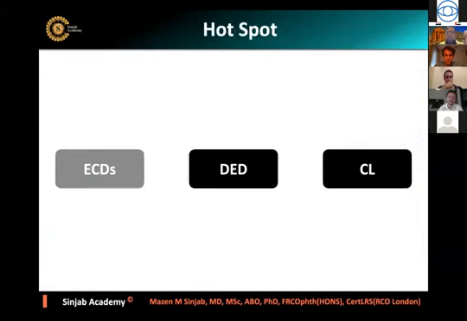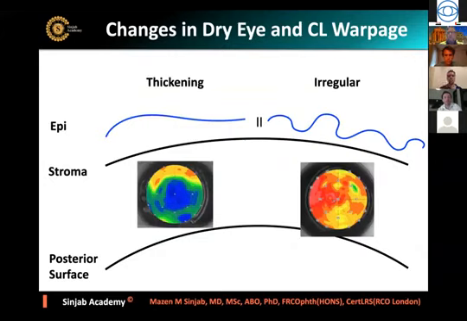Now we come to dry eye disease and contact lens warpage, because they are together; they cause the same problem. Actually, there are two patterns in the epithelium that we see, the thickening or the irregularity, but we never see thinning in the epithelium because of dry eye or contact lens. And we can add the two factors that Dr. Shadi mentioned before, which are the pattern of sleep and the rubbing of the eye, of course. So there will be thickening or irregularity. But as you see, the stroma will not be affected and the posterior surface will not be affected as well.